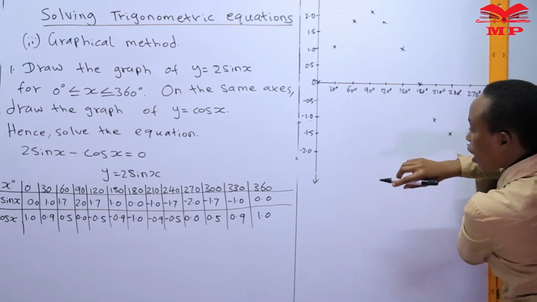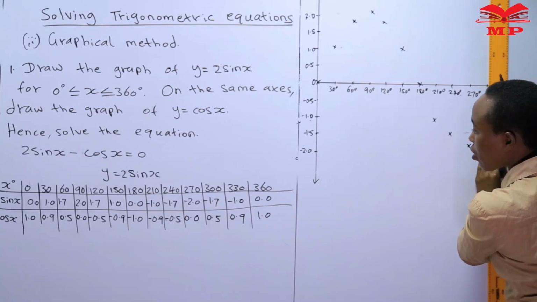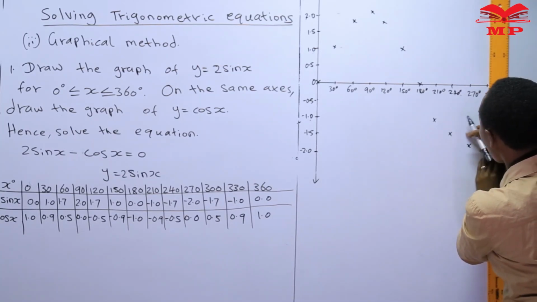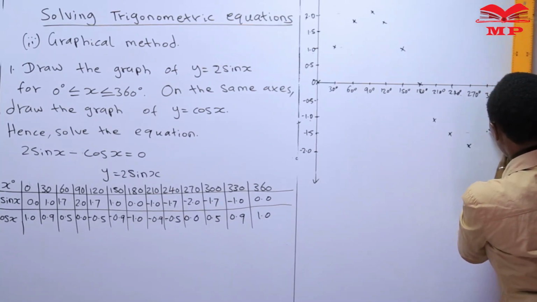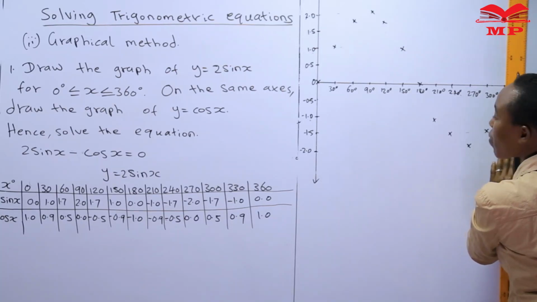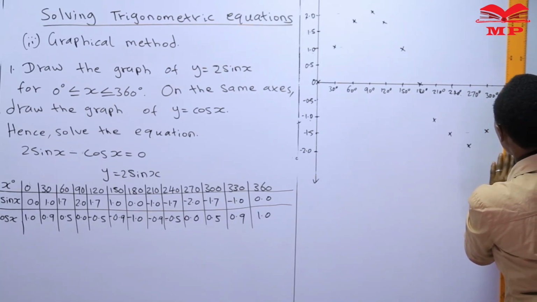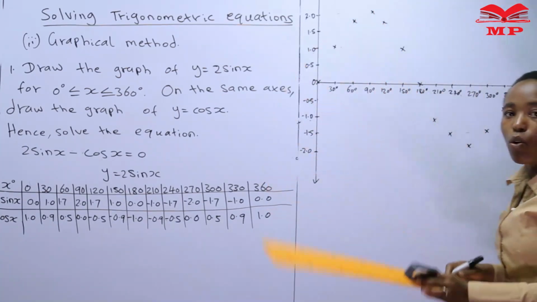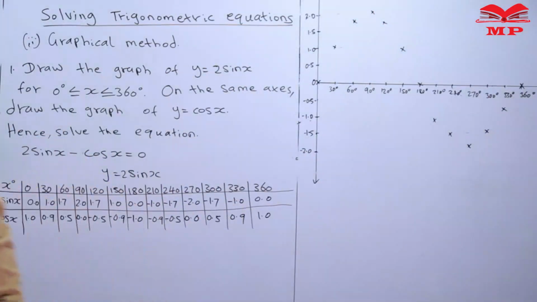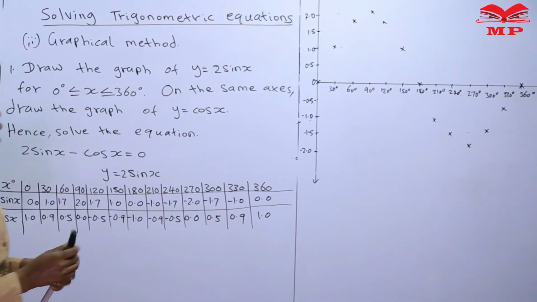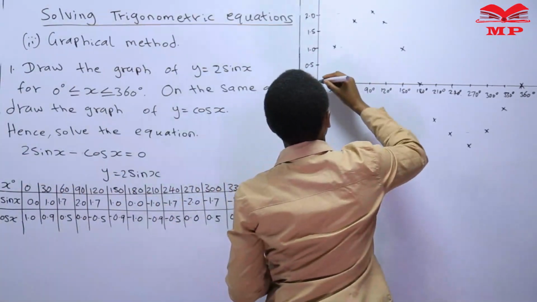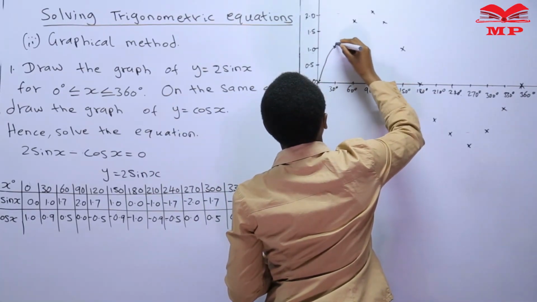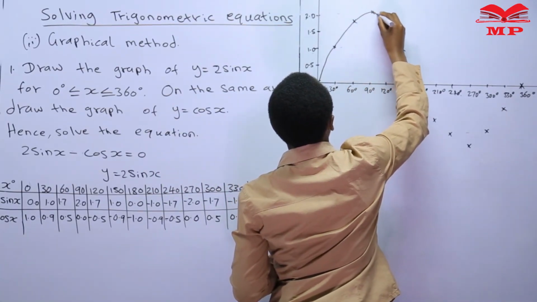Then 300, sorry, we have -1.7, which is here. Then 330, we have -1, which is here. Then finally 360, we have 0. Then we need now to plot that. We need to come and plot that. So we are going to have the following. This is our curve.